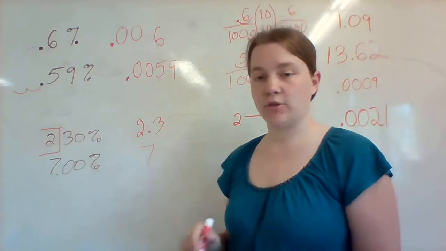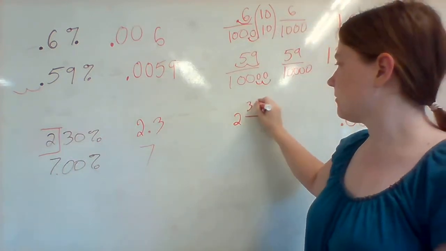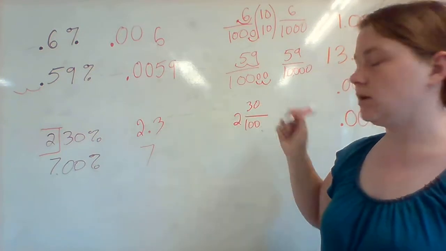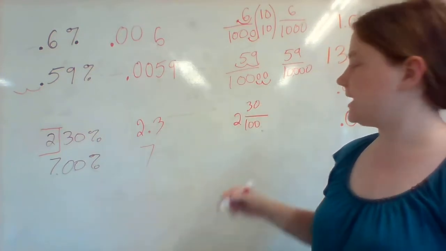Let's take out that 30% and put 30 over 100. So now you have 2 and 30 over 100. And then we need to simplify.